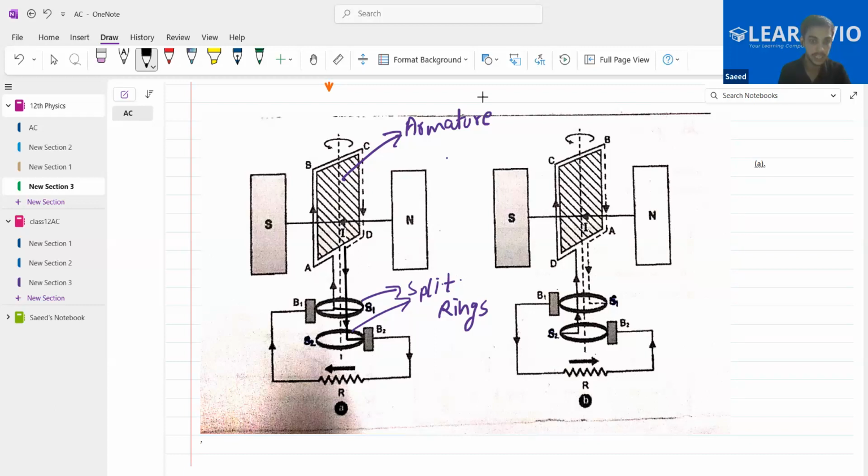Understood? Because of that, we make this kind of setup so that this can slide over this. Understood? Okay, this used to happen.